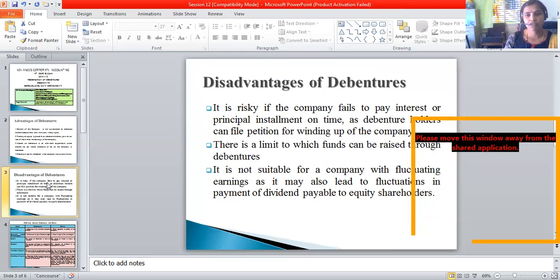There's a limit to which funds can be raised through debentures. So the company has a limitation. The Companies Act gives that only a certain amount of debentures can be raised. So they need to go by that.